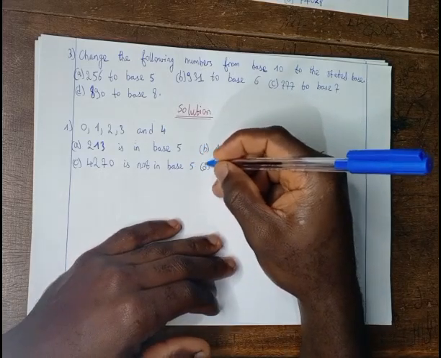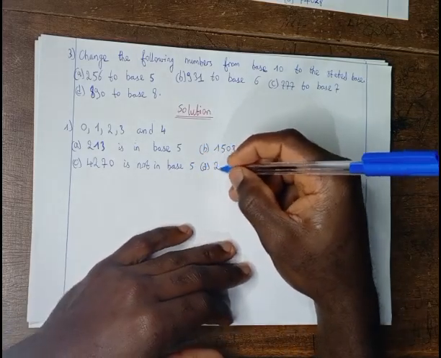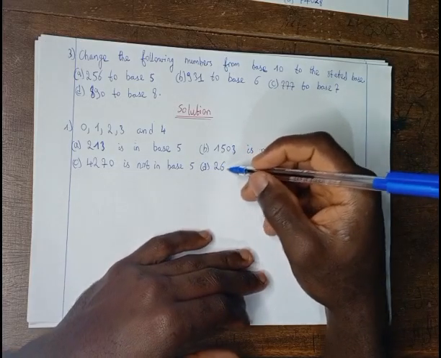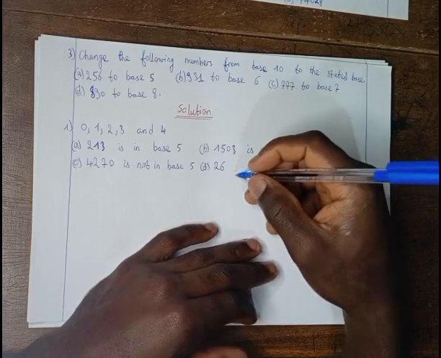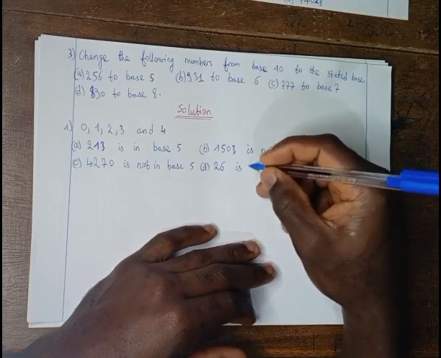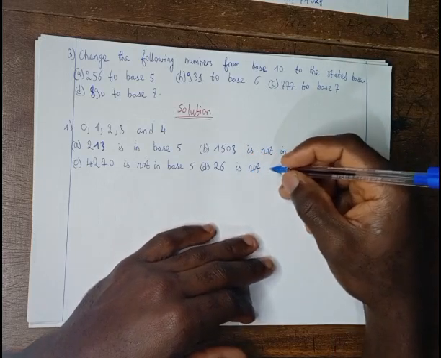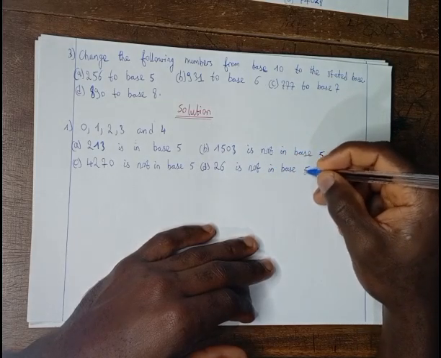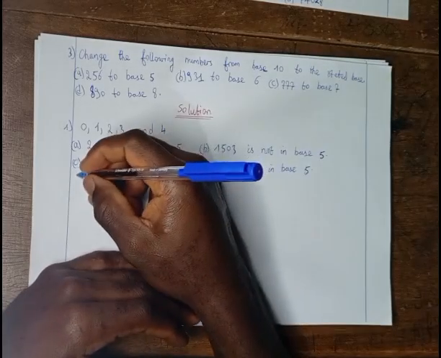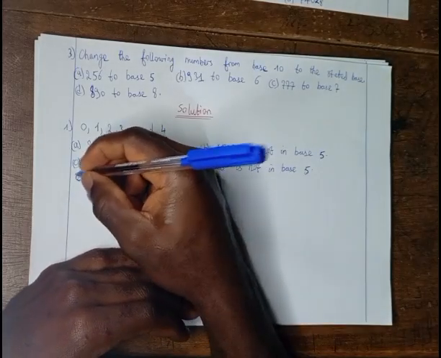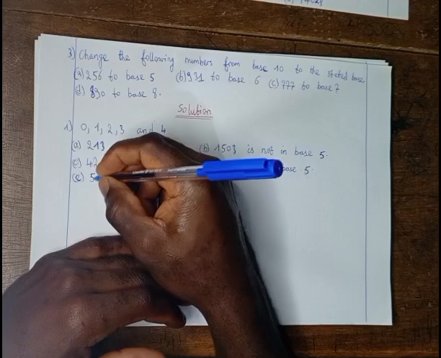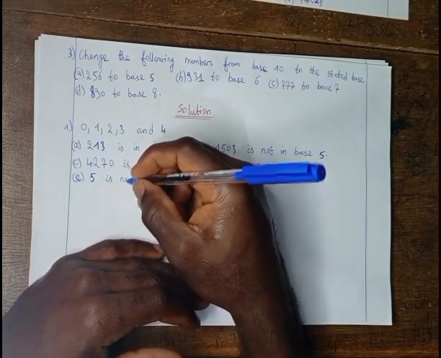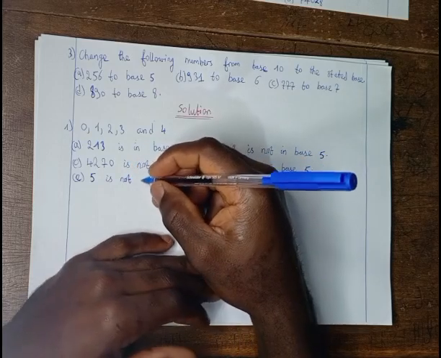For D, we have the number 26. The digit 6 is not used in base 5. That means this number is not in base 5. For E, we have the digit 5. In base 5, we don't make use of the digit 5. It's not a number in base 5.